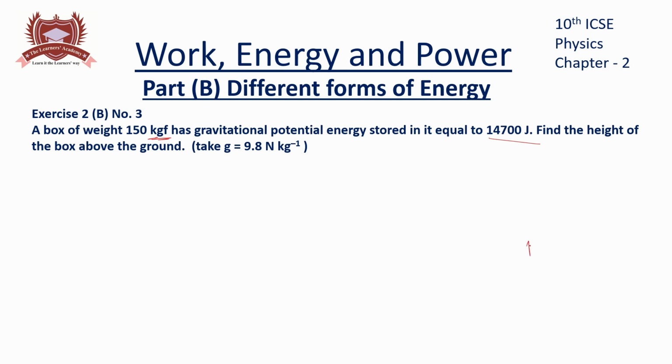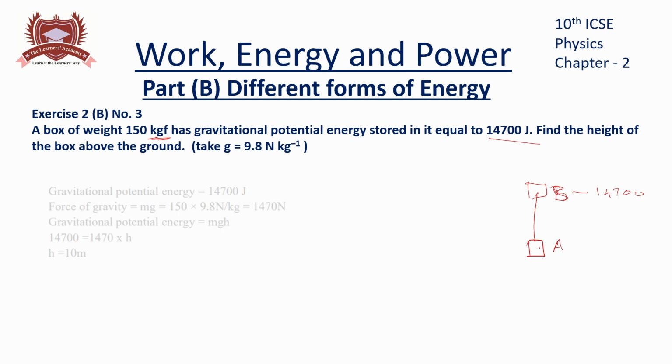So we are having a box like this and we are raising it from one point to another point, point A to point B, and its energy at the point B is given. The energy at point B is 14,700. So we have to find how much this height from A to B is. So we have the force due to gravity is given as 150 times 9.8 newtons per kilogram.